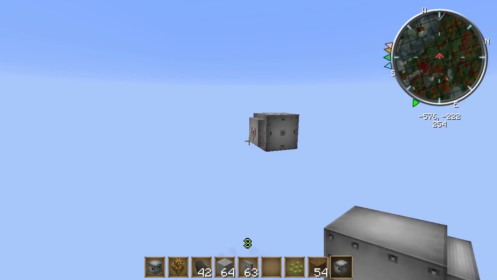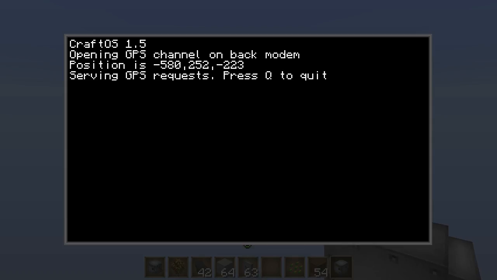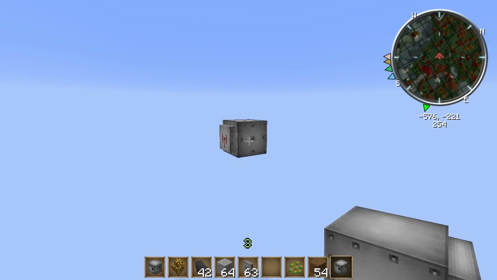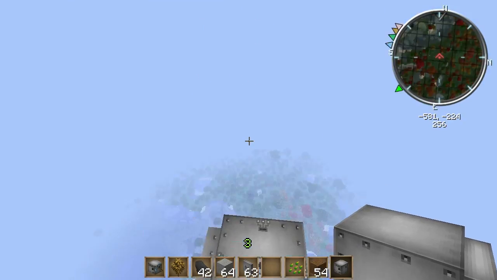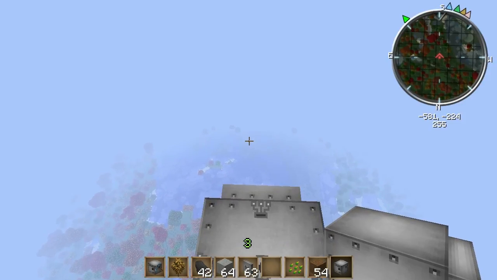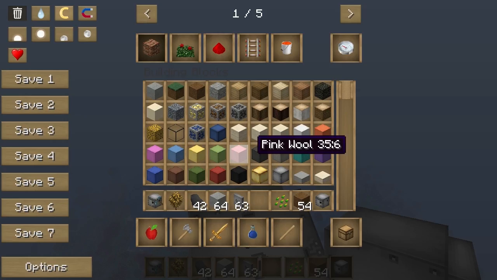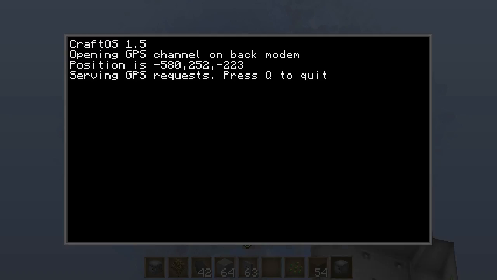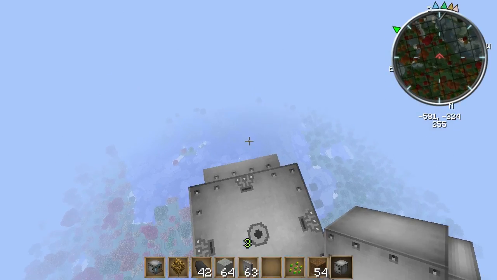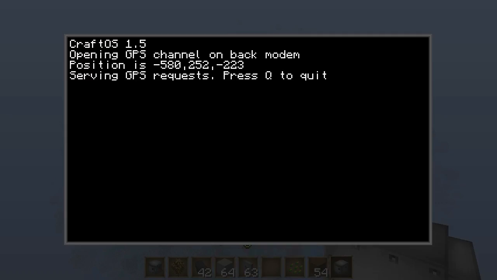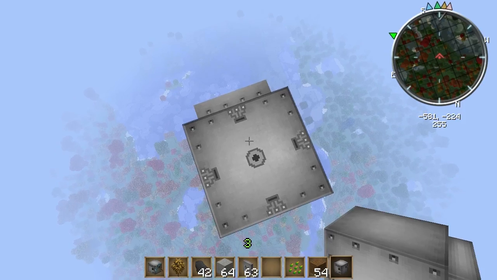Okay, that's on. 580, 252, minus 223. So what was that again? 580. It doesn't look like it's there though. 580. Yeah, 580. Fair enough. 254. It looks like 254 on the Y there. That's the problem.